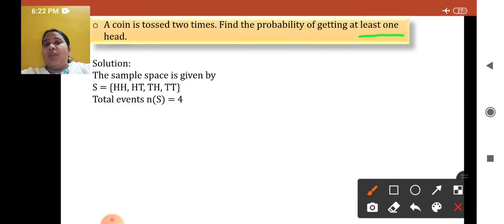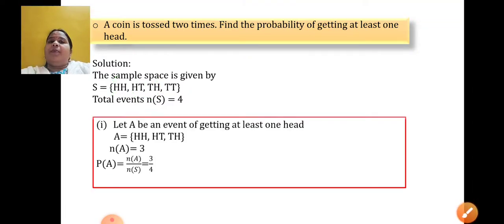At the most, what I told you, at the most one head means maximum 1, even if it is not there, it should be considered. And at least means what? Minimum 1 means this will be there, this will be there. Yes, even if more is there, that also has to be considered. Okay, so see this, let A be an event of getting at least one head. This is what I told you, this will be definitely there, one head, one head.